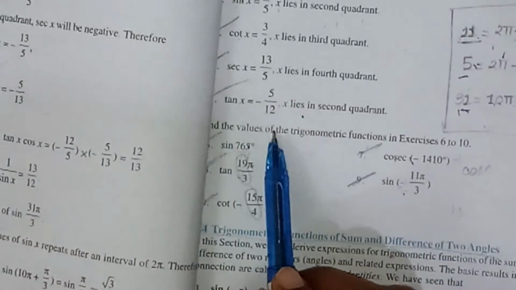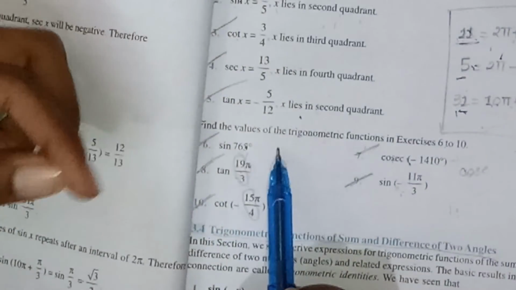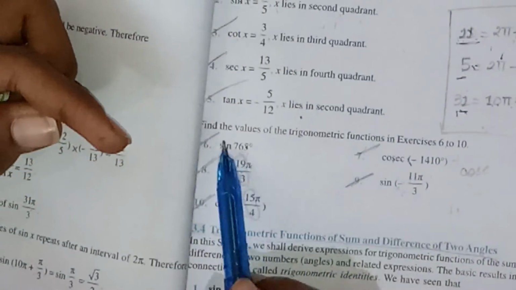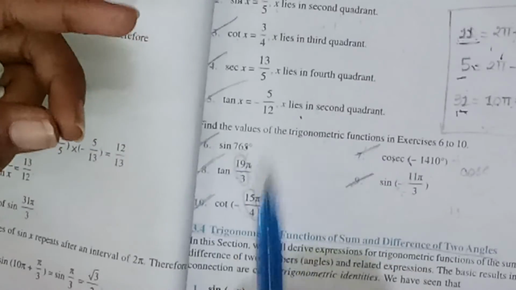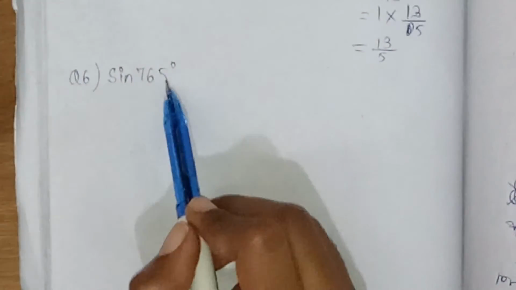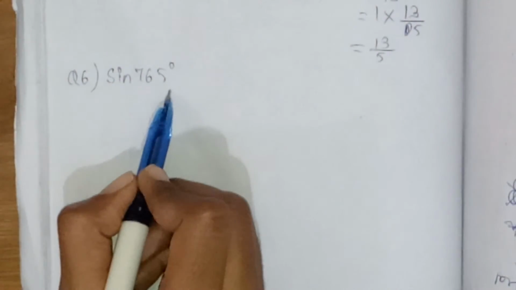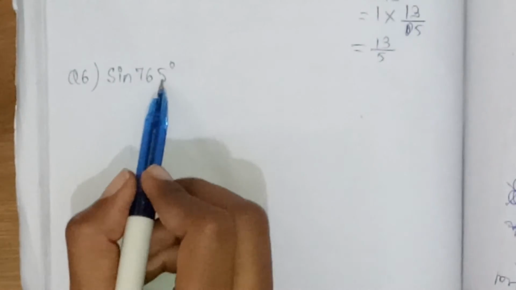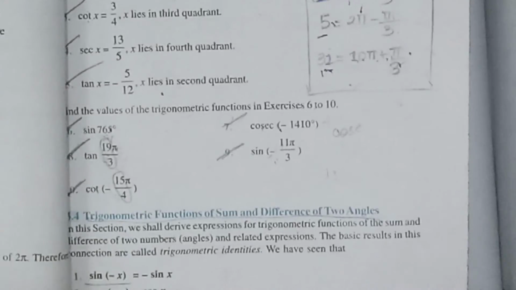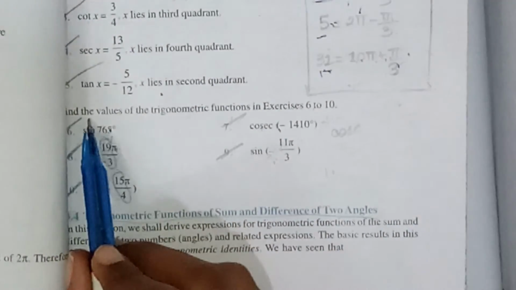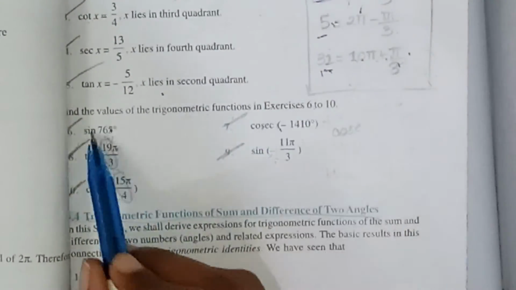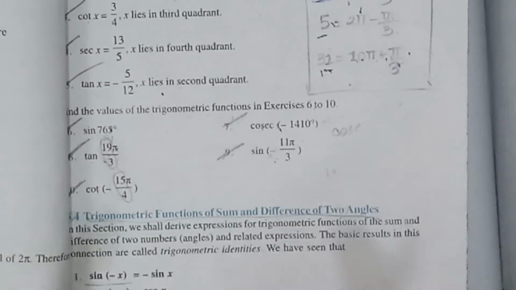Find the values of trigonometric functions in exercise 6 to 10. That is, in this also we have to find the trigonometric functions, from question 6 to 10. So let's start the 6th question, that is sine 765 degrees. What they are saying here, as you can see in the textbook, is find the values of trigonometric functions from the 6th to 10th question. So we need to find the value of the trigonometric functions.